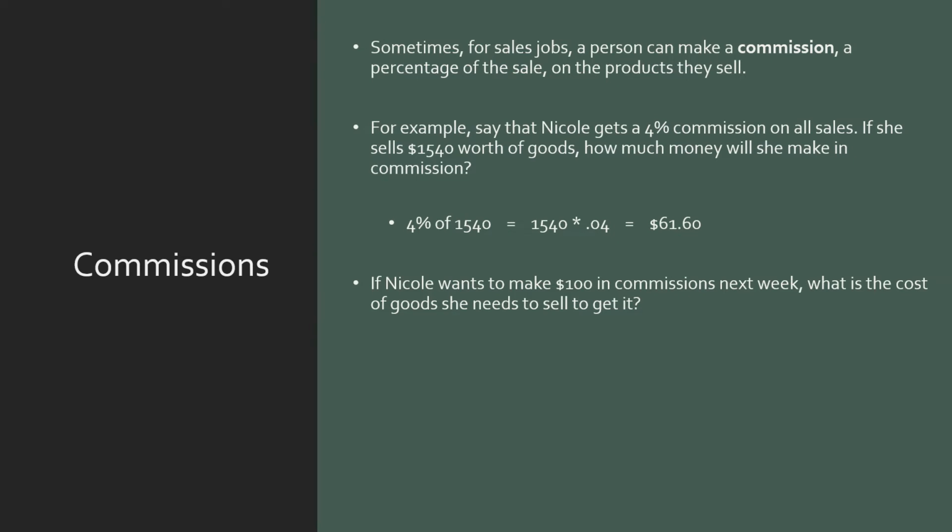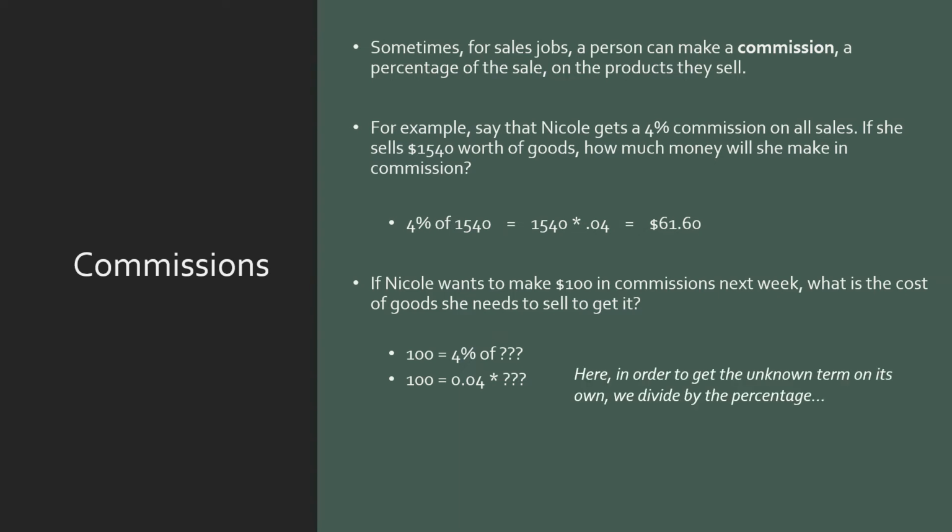Well, maybe Nicole wants to step it up. She doesn't want to make 61 bucks. She wants to make 100 bucks. So we can then ask, well, how much would she need to sell to get that? And in this case, it's a little weirder. We want $100. Well, that's got to be 4% of something. And, well, that means that 100 is equal to 0.04 times something. We're trying to figure out the something.